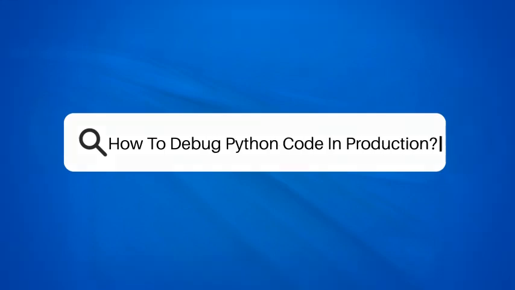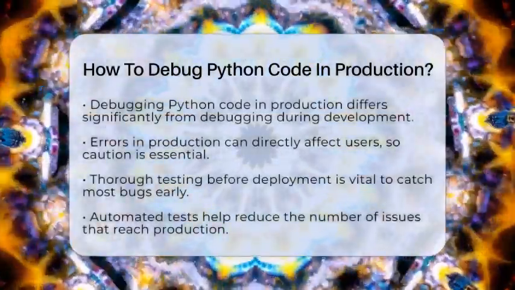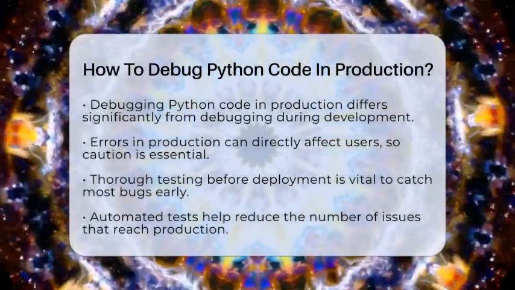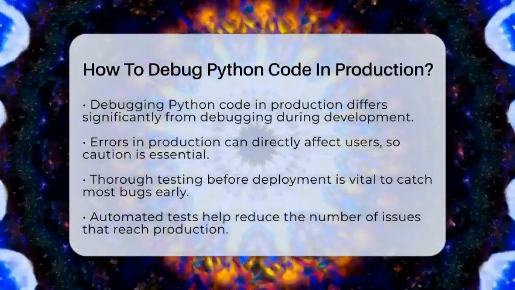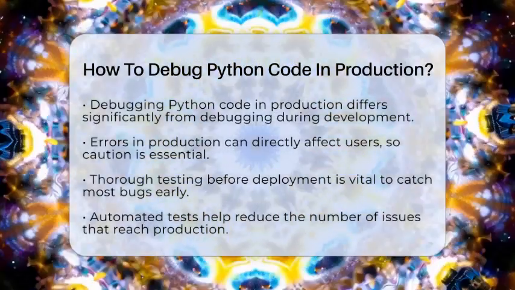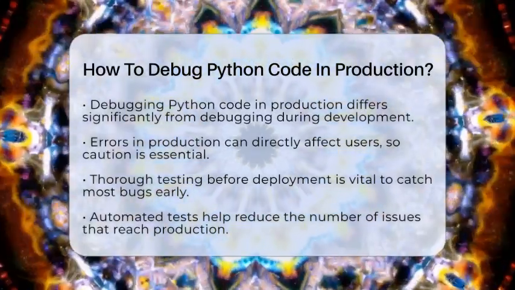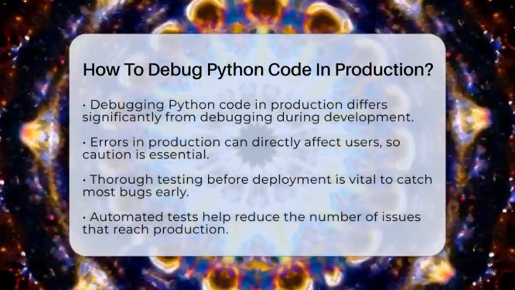How to debug Python code in production. Have you ever wondered how to effectively debug Python code when it is already running in production? Debugging in this environment is quite different from doing it during development. You need to be cautious because any errors can impact users directly. Let's break down some effective strategies for debugging Python code in production.